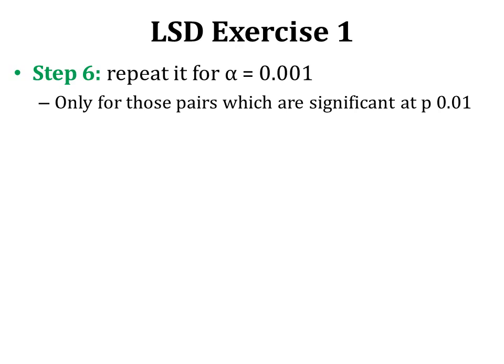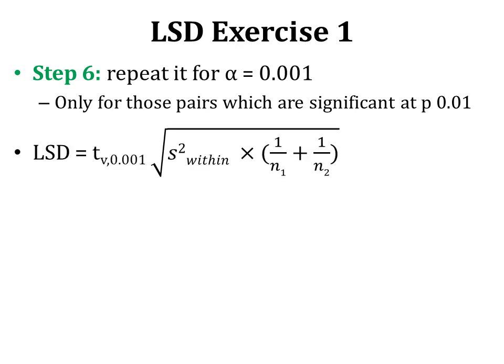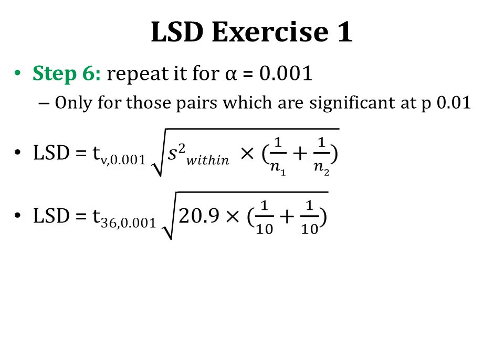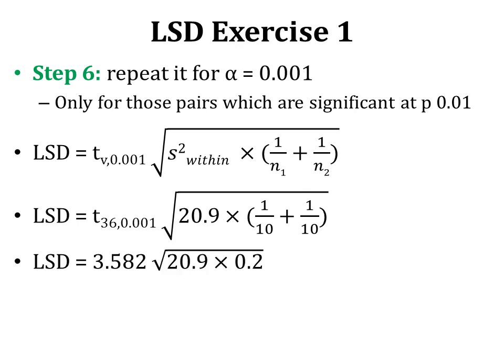So we are going to step number 6. We are going to repeat this for the significance level of 0.001, but only for those pairs which were significant at 0.01. We don't have to do that for all of the pairwise comparisons. This is the formula. The t-value is going to be taken from 0.001 significance level at 36 degrees of freedom from the two-tailed distribution. And the variance within is taken from the ANOVA table.